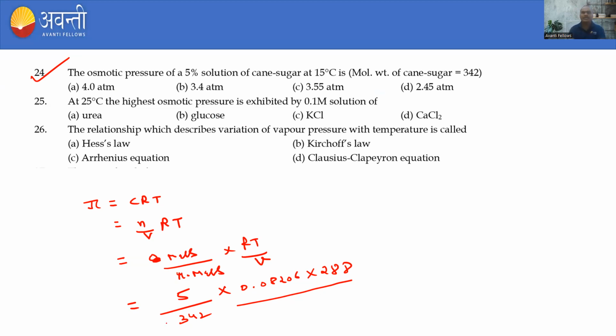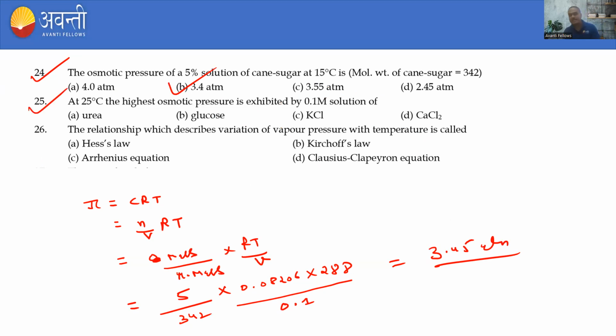So if the density is, let us assume, 1 gram per mole, then the volume comes out to be 0.1 liter. So just put this value. On putting this value, you'll get the desired equation, which is 3.45 atm, right? So out of these, option B is absolutely correct. Sure. Now move to question number 25.